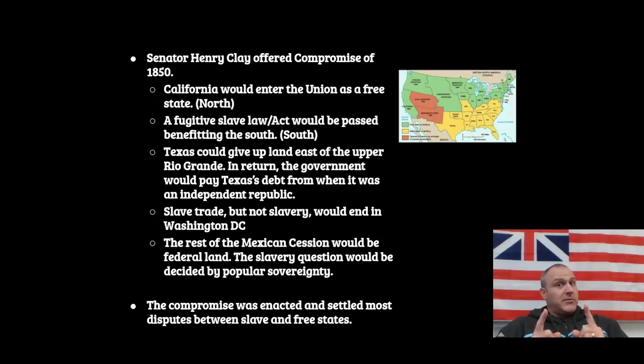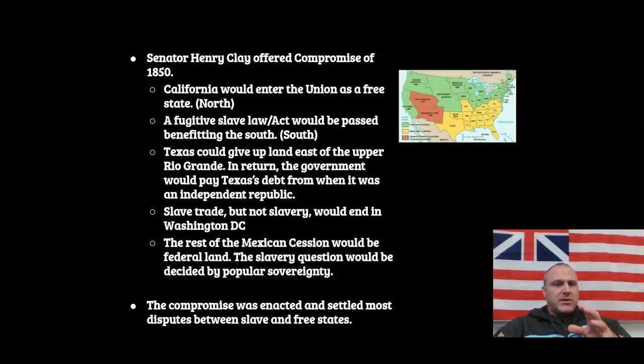But it's a compromise. What does the South get? They're like, we need something. What are we going to get? We gave you California. Now you need to give us something. And here's what the South gets. I'm going to cover two smallish ones, and then we're going to get into the big one.